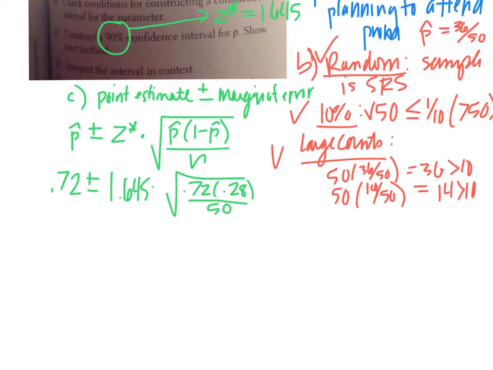And we do need to show your work. That is important. When I do 0.72 minus that, I get 0.62. And then when I do 0.72 plus that, I get 0.82. Okay, so there's my interval right there. That's part C.